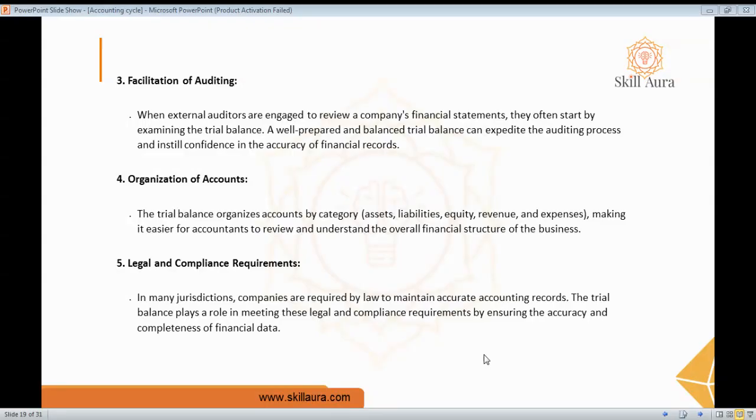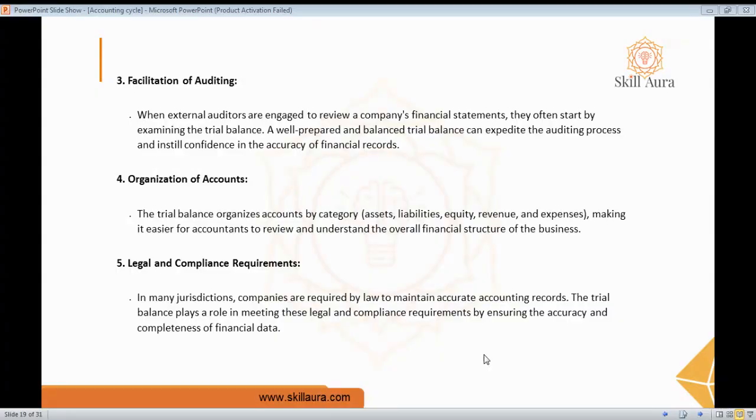The next one is organization of accounts. The trial balance organizes accounts by categories like asset, liability, equity, expenses, and revenues, which makes it easy for the accountant to review it and quickly understand the overall financial structure of the business. So you can know the position of the company, the performance, and the overall state of the company.